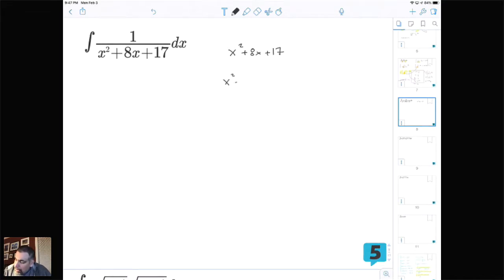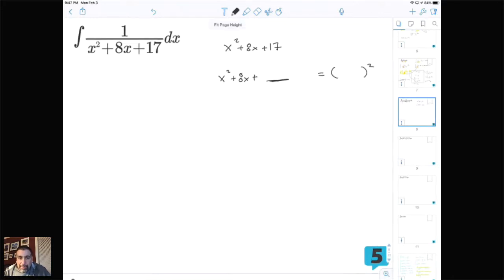Completing the square is all about x squared plus 8x in this case, and then saying, what is the number that goes here so that I could factor this into a perfect square, something squared. If you think about this for a little while, the number you're looking for is 16. If we put a 16 there, this is going to be x plus 4 quantity squared. So how do we use this idea to help us with this integral?